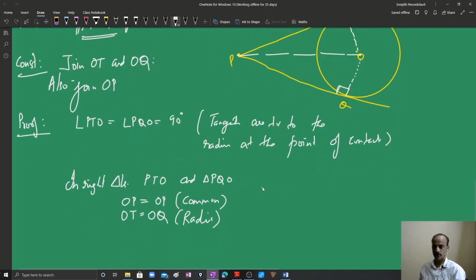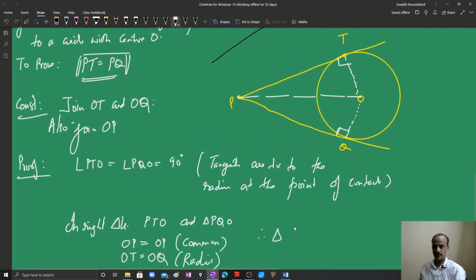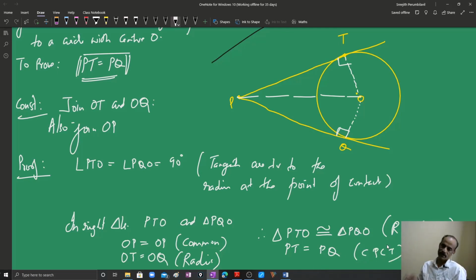Therefore triangle PTO is congruent to triangle PQO. What kind of congruence? It is RHS congruence. So that means PT is equal to PQ, by CPCT, corresponding parts of congruent triangles. So PT is equal to PQ. That is what we have to prove.